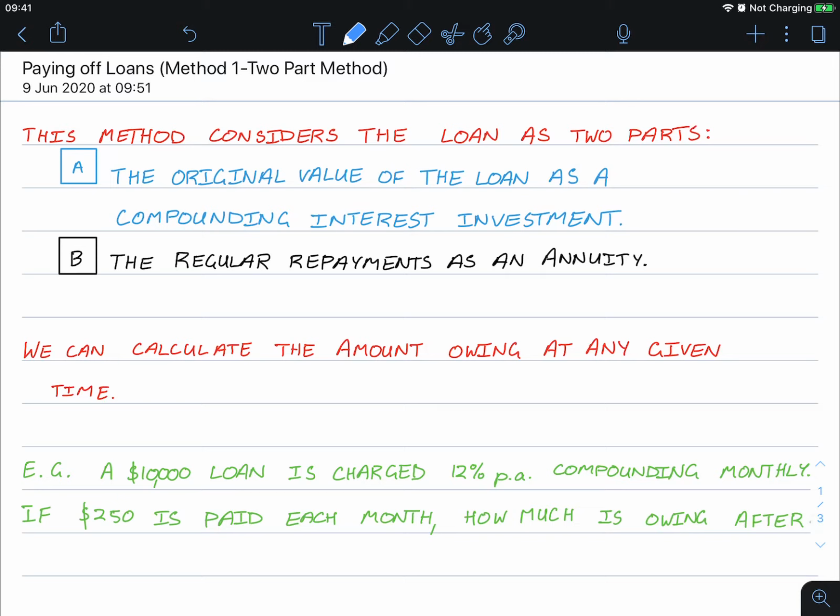Hello class, this is a continuation on paying off loans, and in this video we'll be looking at the first method on paying off a loan. This method considers the loan as two different parts. Part A is the original value of the loan as a compounding interest investment, and Part B is the regular repayments, which is going to be considered as an annuity that we look to grow. And then when we take Part A and subtract Part B at any given time n, that is the value of the loan at that time.